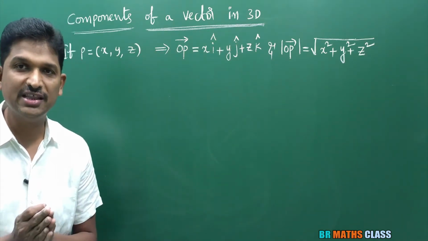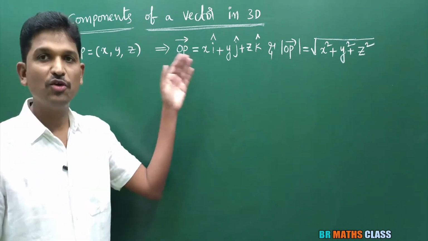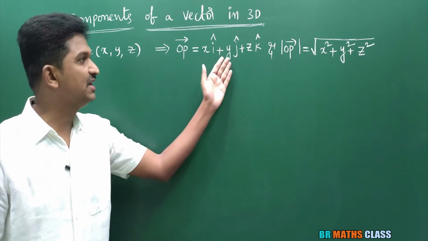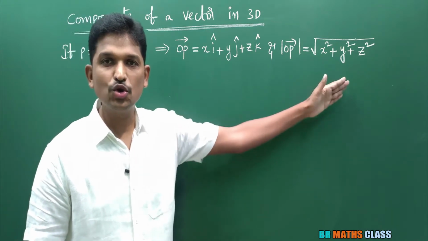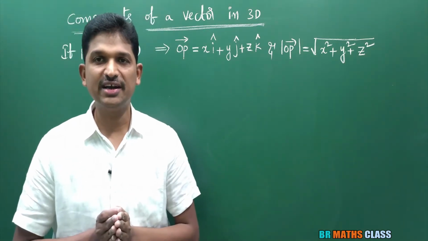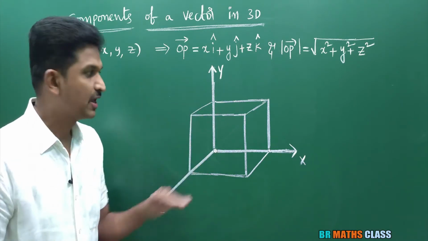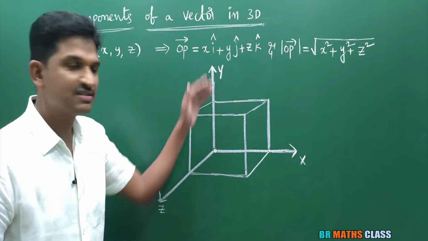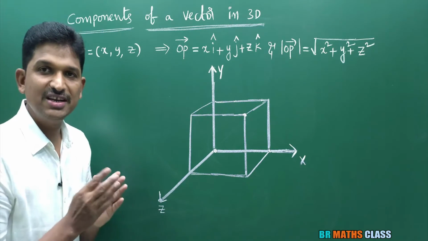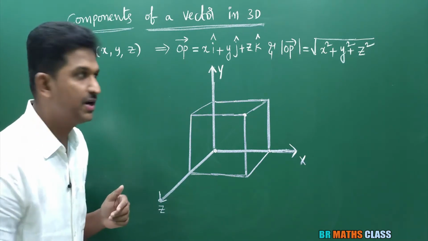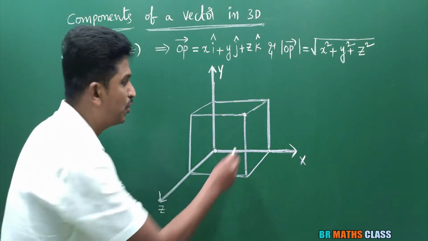What we are going to learn in this is: if we take a point P (x, y, z) in space, then OP bar is x i cap plus y j cap plus z k cap, and the magnitude of OP bar is root over x square plus y square plus z square. To explain this, I consider a three-dimensional geometrical figure. You see here, this is the x-axis, the y-axis, and this is the z-axis. Now, P (x, y, z) is a point in space. This is the point P.